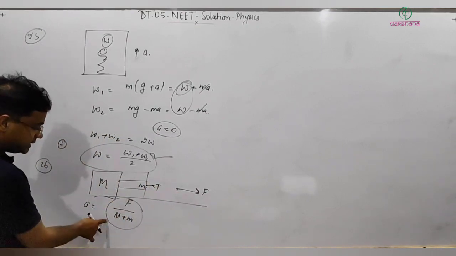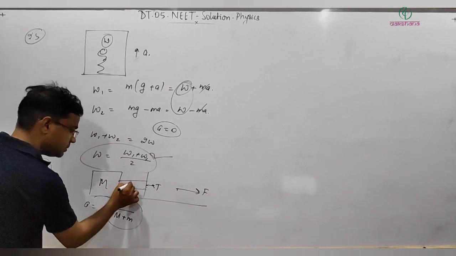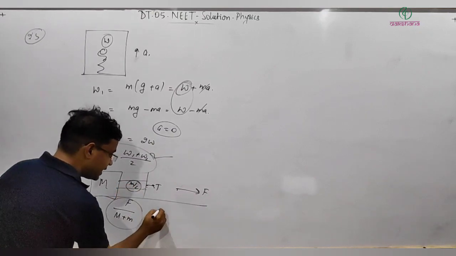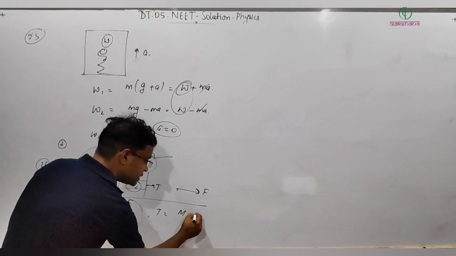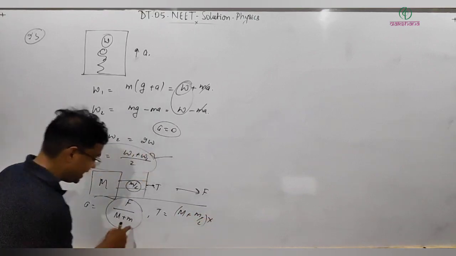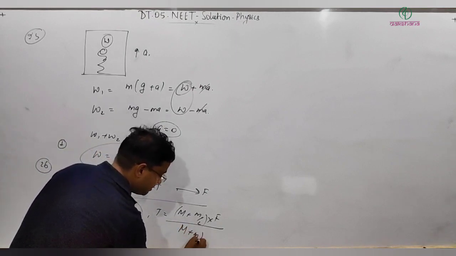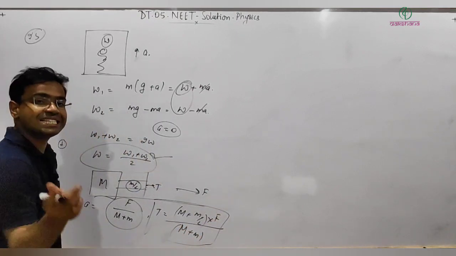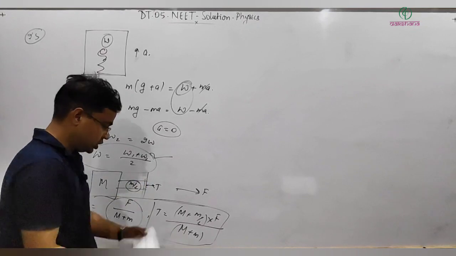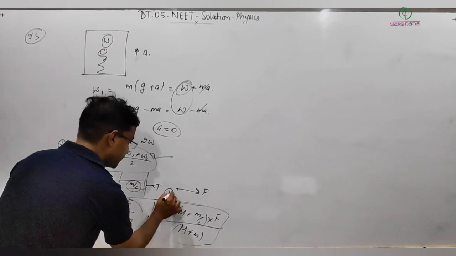Mass into acceleration. Acceleration I already have. What is the mass of the system? That is m by 2. So I can write T is equal to capital M plus small m by 2 multiplied by acceleration, which is capital F divided by capital M plus small m, and this is the answer. That is the tension in the rope at midpoint. So it matches with option 1.